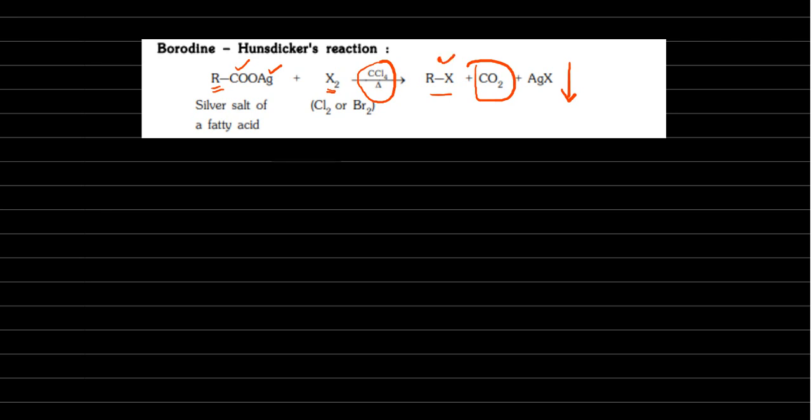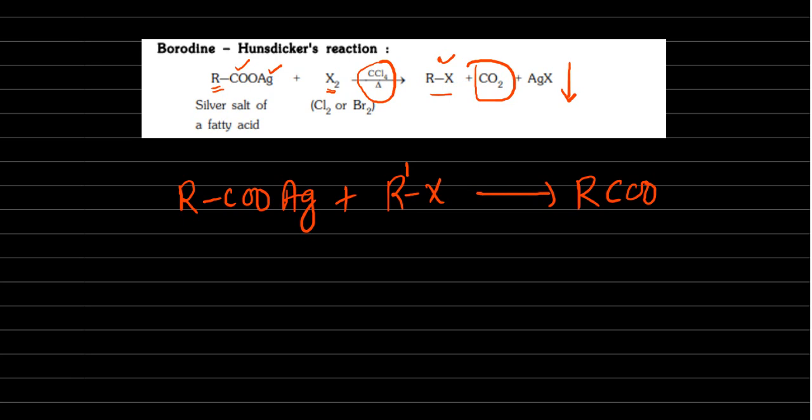Here, one similar reaction is there. Silver carboxylate reacts with an alkyl halide, say R'X. Here only the halogen is removed, and you will get RCOOR', which is the ester. This we also discussed in the last classes.